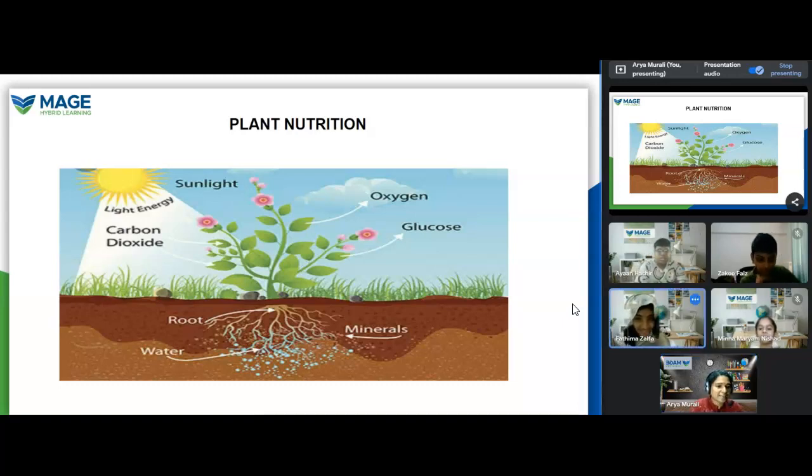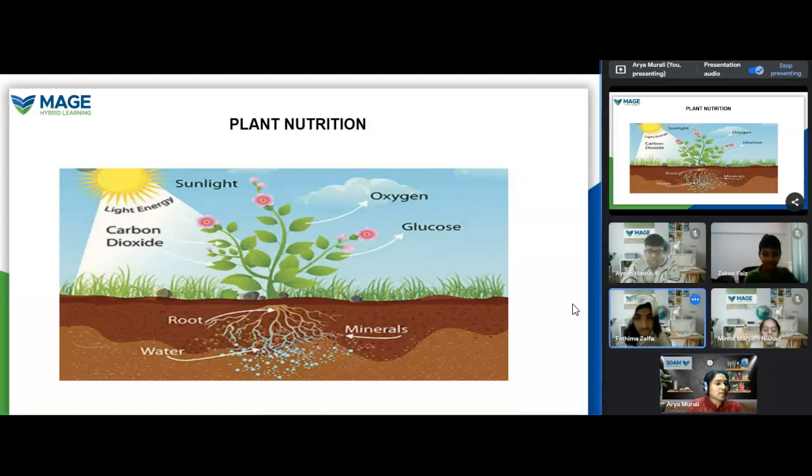Which part of the plant is the kitchen? Stem? Leaf? It's leaf, right? Yes, it's leaf. Leaf is the kitchen of the plant. Plants prepare food in their leaves with the help of sunlight, carbon dioxide, and water and minerals that they absorb from the root.